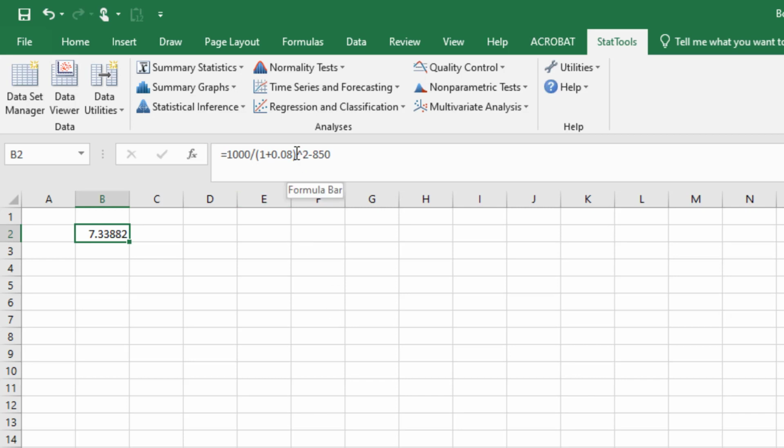Extra parentheses do not hurt anything. If you're worried about getting that 850 to really subtract from that whole entire fraction, you could simply place another set of parentheses around the entire fraction, 1,000 divided by the quantity 1 plus 0.08 squared. That is not going to change your calculation one bit. Extra parentheses, as long as you don't enclose the wrong things and make a calculation happen that you didn't intend, will not hurt your calculation.